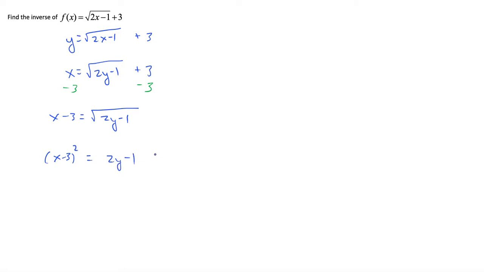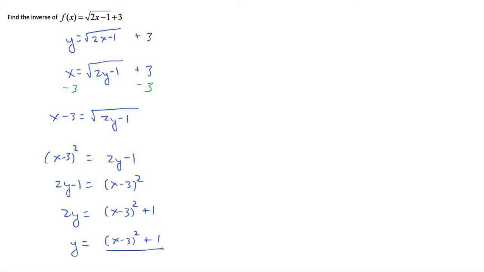So now we've got to add 1 to both sides. First of all, let me just switch these sides around. Let me get the y on the left. So I'm going to add 1 to both sides. So we get (x − 3)² + 1. I'm going to add the 1 here. And now finally, I'm going to divide everything by 2. So y is going to equal ((x − 3)² + 1) / 2.